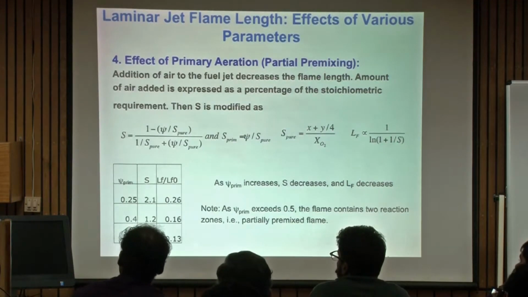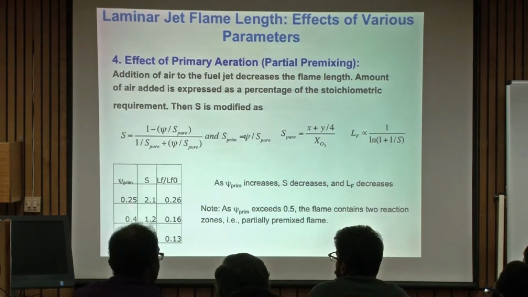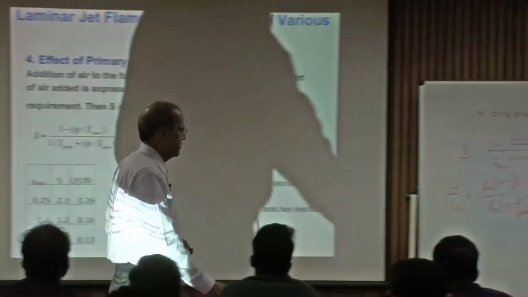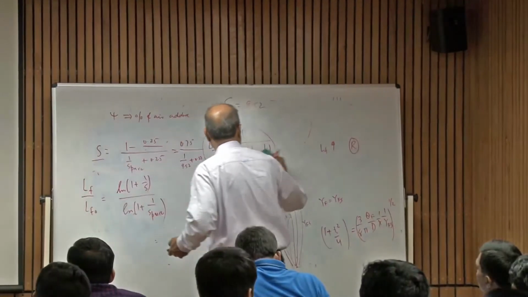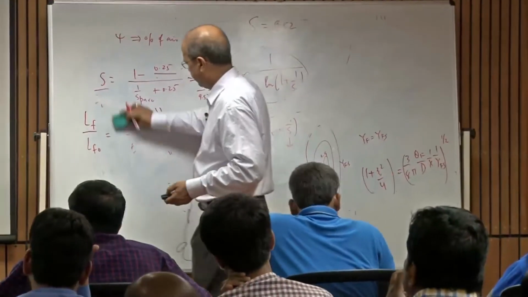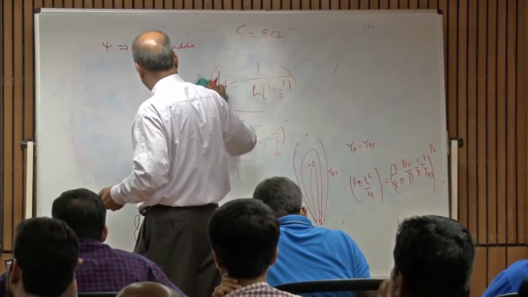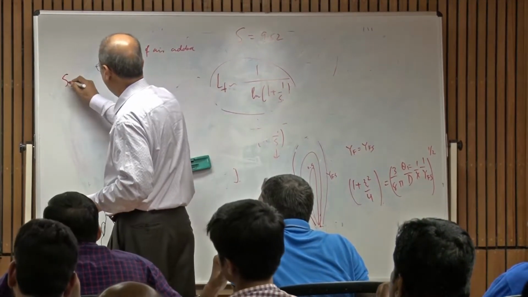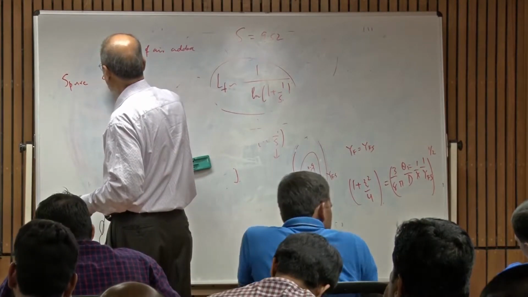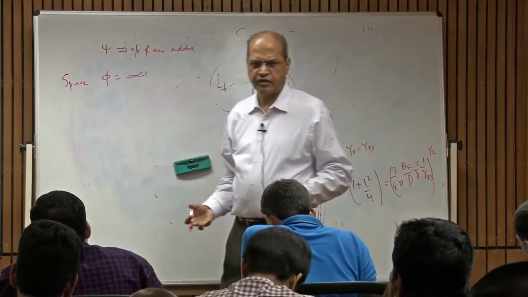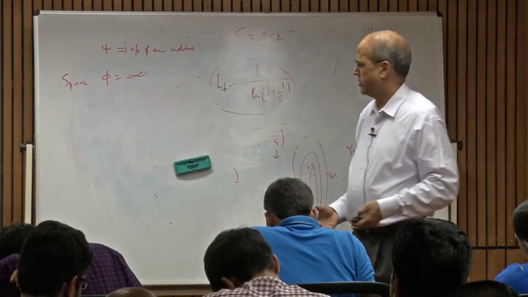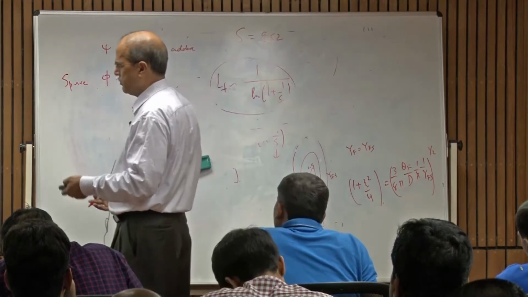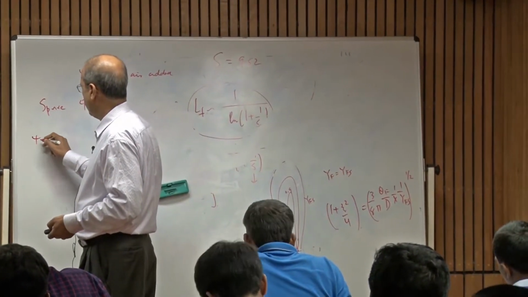Okay. So, let us also calculate what the equivalence ratio is for these cases. Let us calculate the equivalence ratio for the pure case. Of course, the equivalence ratio is infinity for the pure case. So, for the pure case, phi is infinity because there is no air in the fuel. Now, let us do it for 0.4.